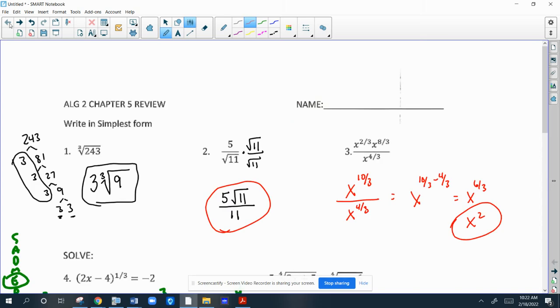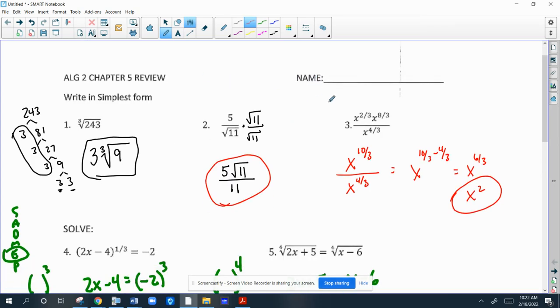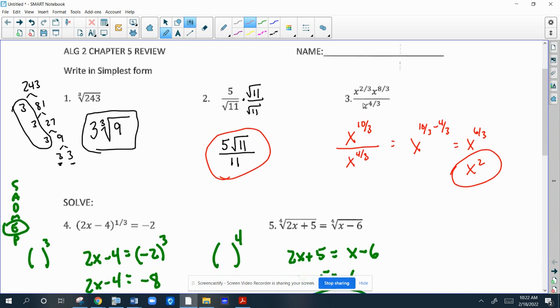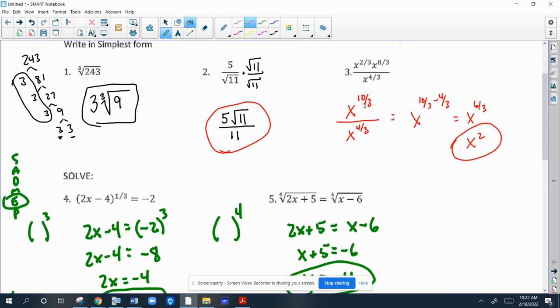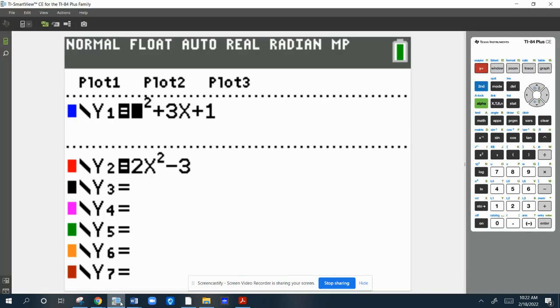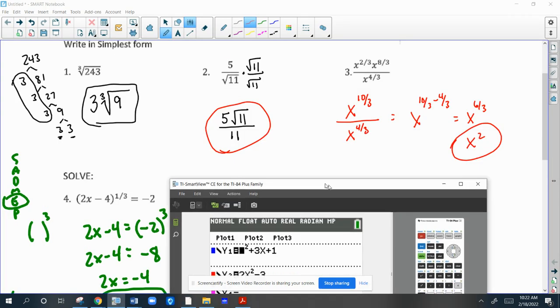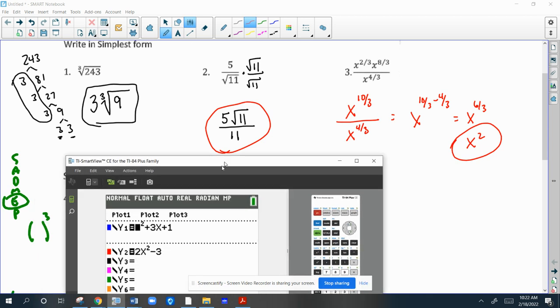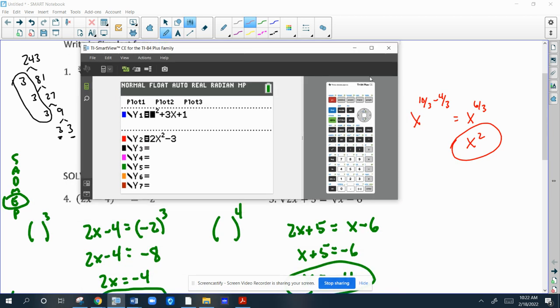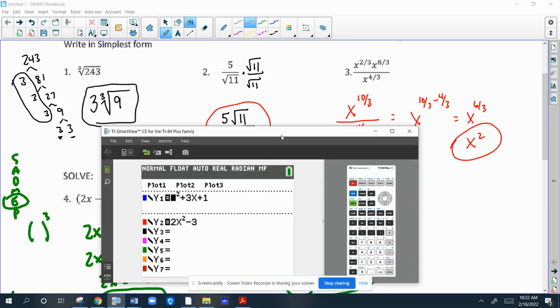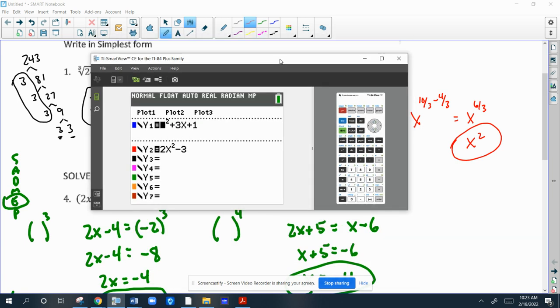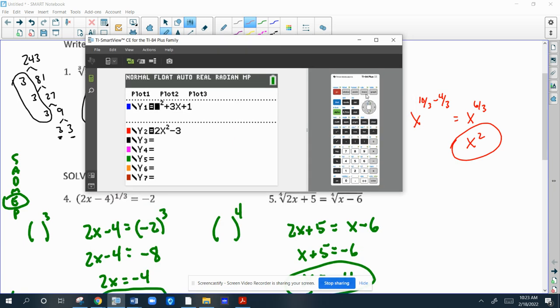So here's the calculator part of this review. Just checking a couple of answers. Anything on 1 through 3 is pretty easy to check. You just type the original function and type your answer. So for example, if I wanted to check number 2, I'm going to type in the original function. The original expression is 5 over the root of 11.